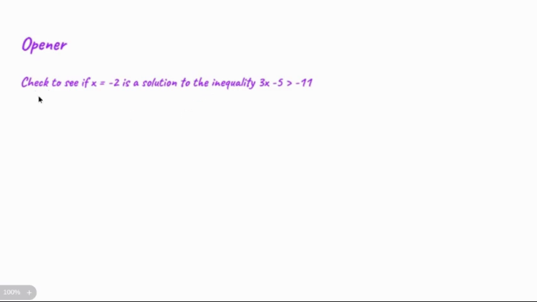Let's take a look at this problem. Check to see if x equals -2 is the solution to the inequality. This is where we would always take our x value and plug it in. So we're plugging in -2, and then we're solving it. So I should usually put my question mark above there.